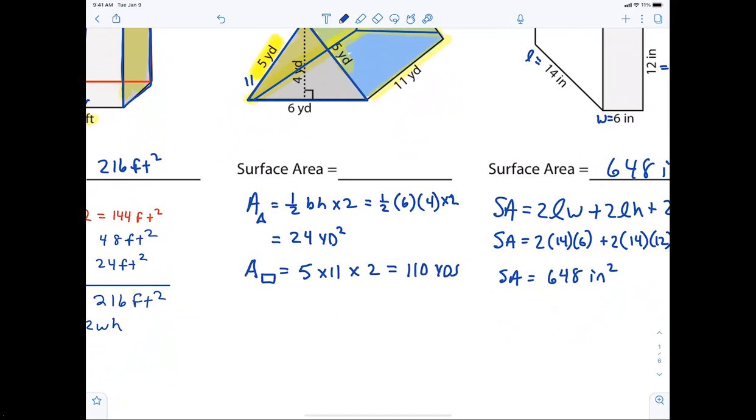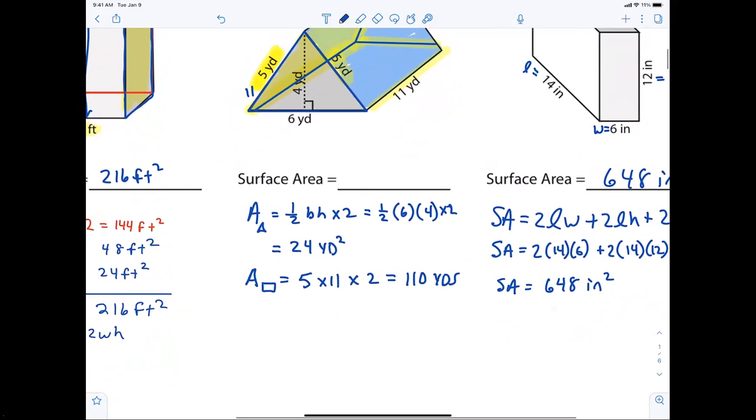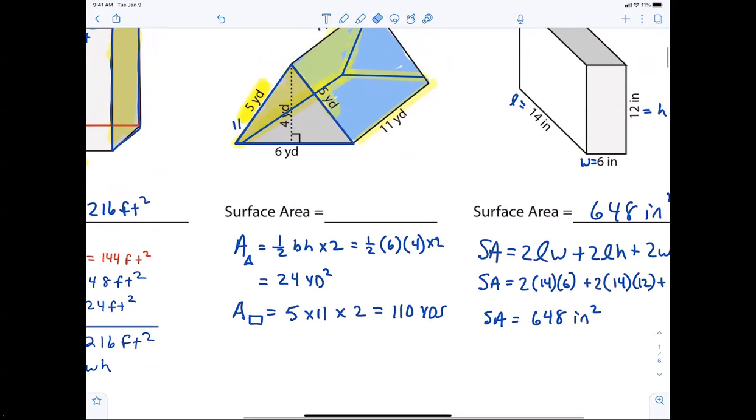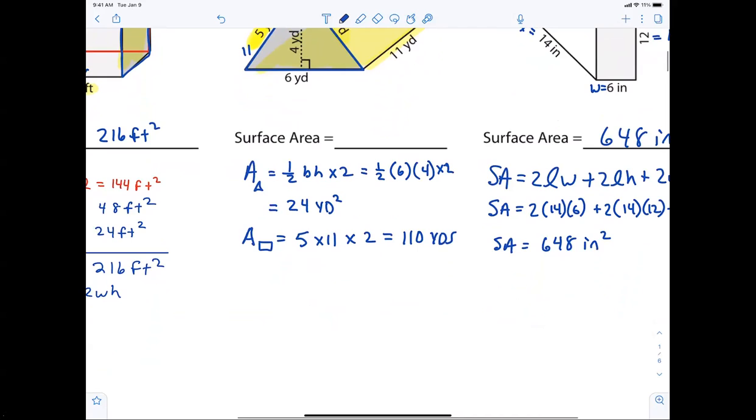Now, there's one more that we haven't done. The bottom rectangle. Right, exactly. So now what you want to do is highlight that and say, what are the dimensions of the bottom rectangle? That's right. So the area of that rectangle would be 6 times 11, which would be 66.